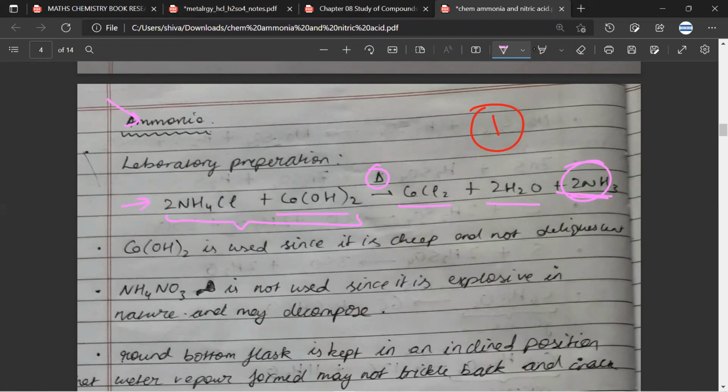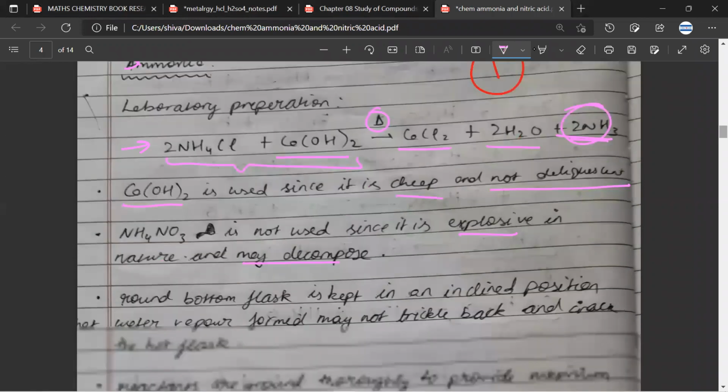And let's look at the conditions and the reasons for the laboratory preparation of ammonia. Calcium hydroxide is used since it is cheap and not deliquescent. Deliquescent means a substance which absorbs as much moisture as there is in the air, and calcium hydroxide is not deliquescent, unlike other caustic alkalis. Then we have NH4NO3, ammonium nitrate, which is not used since it is explosive in nature and may decompose. Due to its explosive property, it is used in explosives such as TNT.